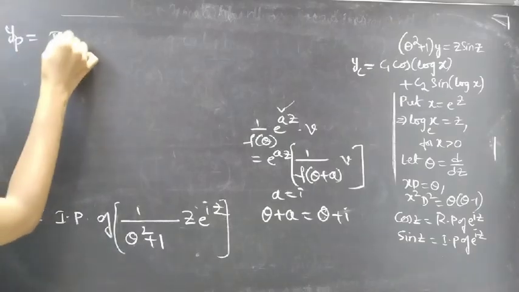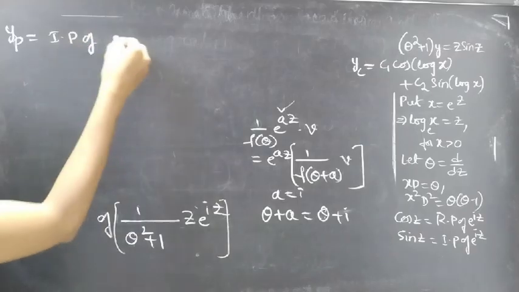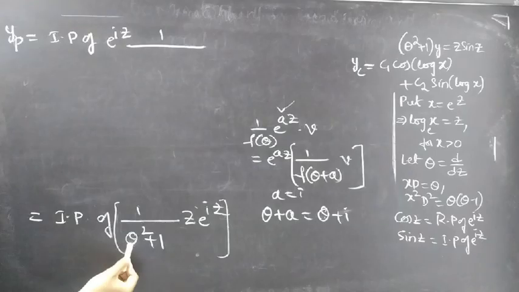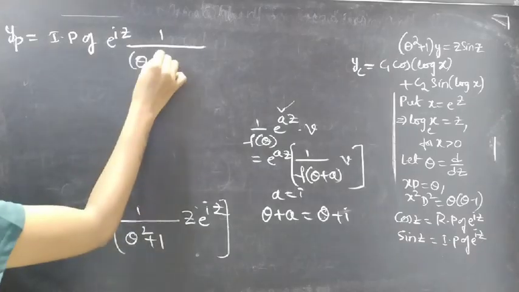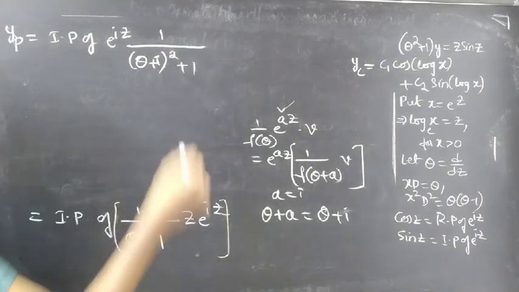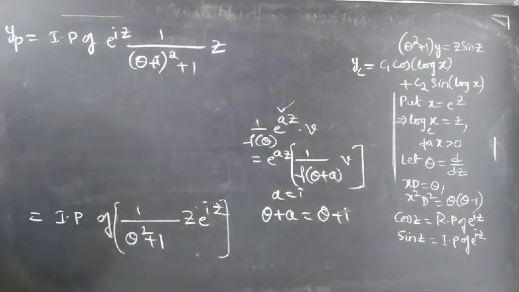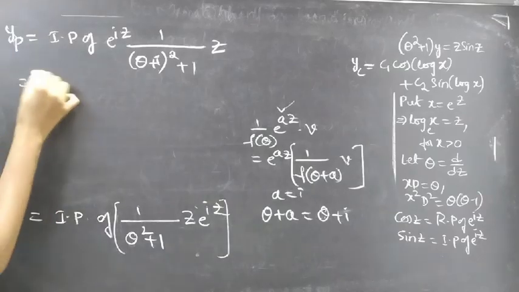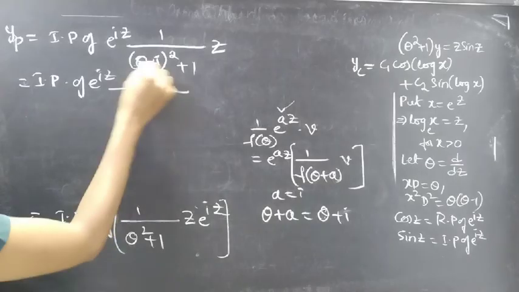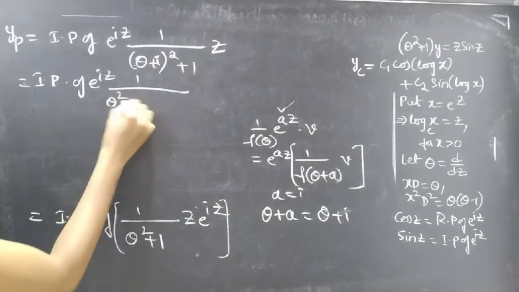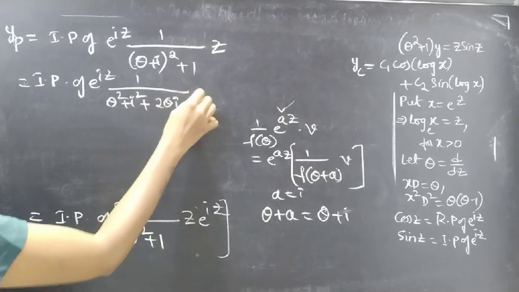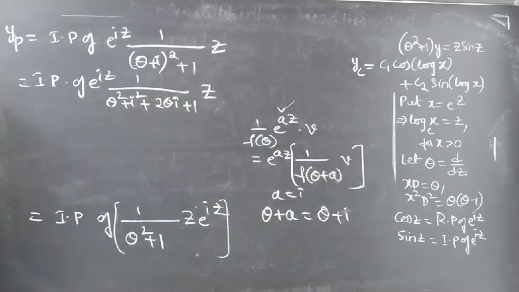yp becomes imaginary part of e power iz into 1 by, we'll replace D by D plus i, then we'll get (D plus i) whole square plus 1 into z. This is equal to imaginary part of e power iz into 1 by, I expand (D plus i) whole square, we'll get D square plus i square plus 2Di plus 1 into z.